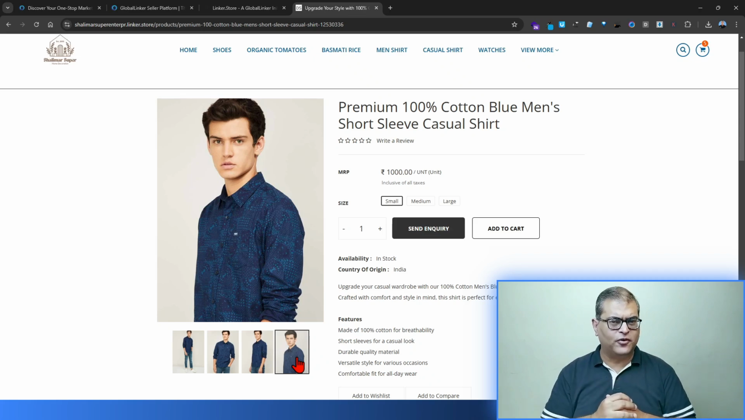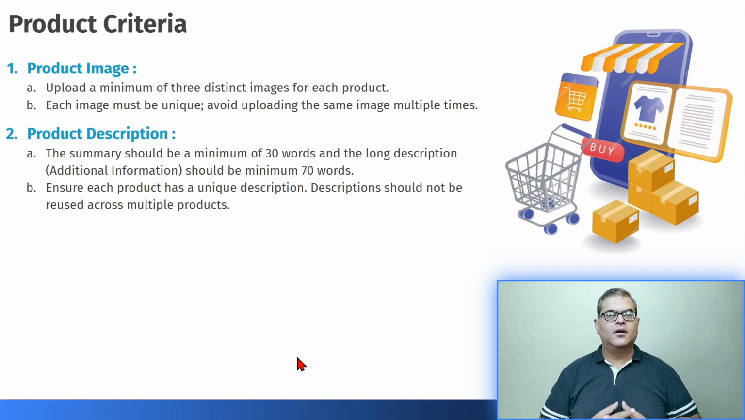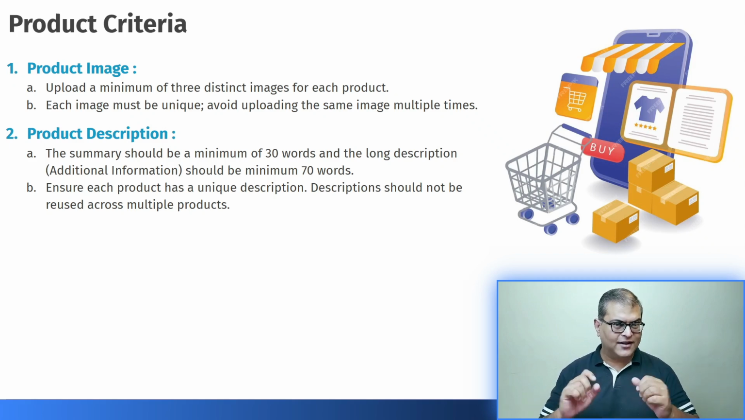Let's go back to the presentation and understand the other product criteria. The other product criteria is related to product description, and it is again quite simple. The summary description should be at least 30 words. It is not characters, it is words. And the long description should be minimum 70 words. And you have to ensure that it is a unique description.